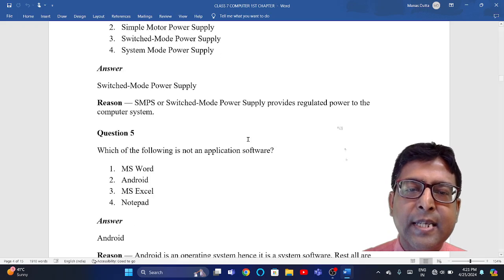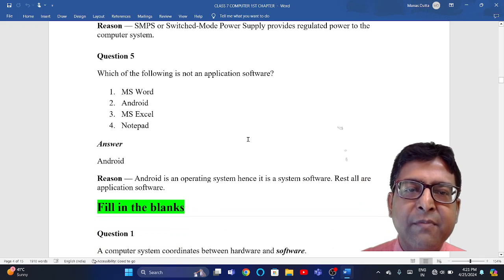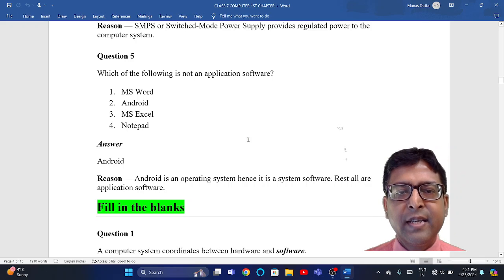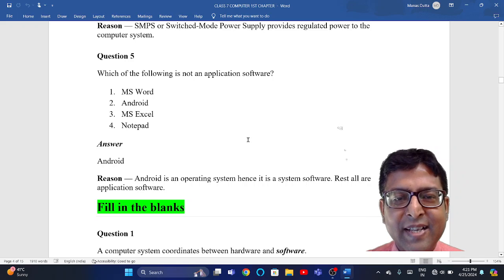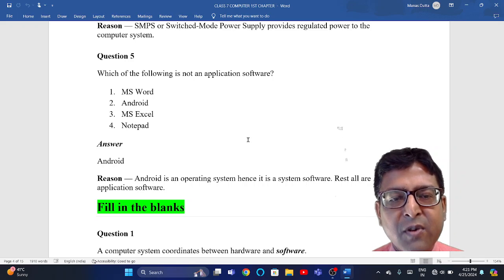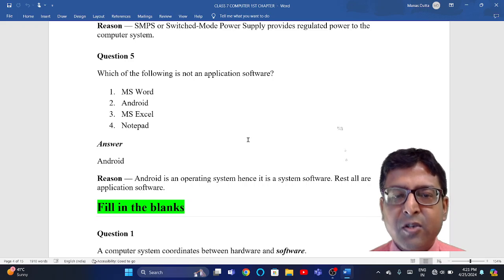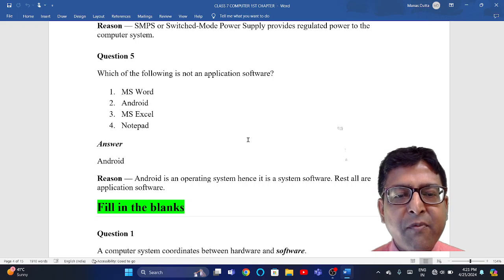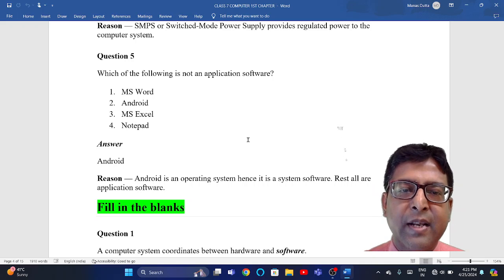Question 5, which of the following is not an application software? MS Word, Android, MS Excel, Notepad. Answer will be Android, because Android is an operating system, hence it is a system software. Rest of all are application software.